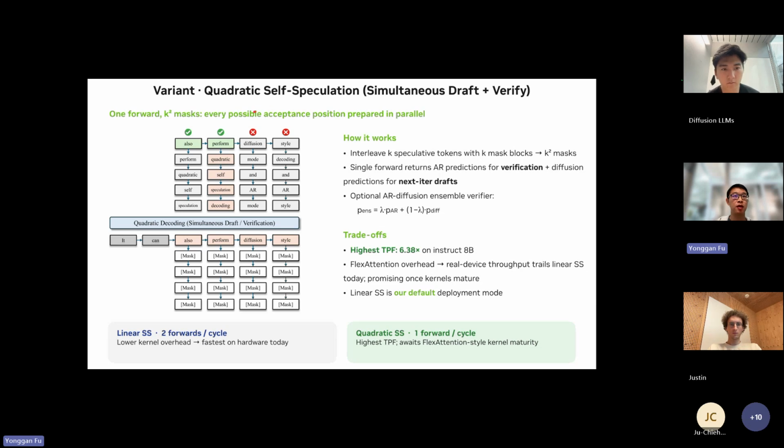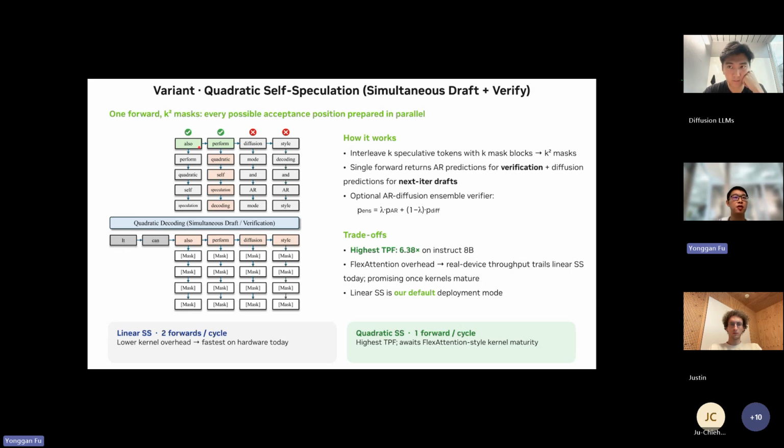This is called quadratic self-speculation. More specifically, when you already have a draft like this, during the verification process we will do the drafting process simultaneously. We consider the worst case: for each possible accepted position, we append a block of tokens there and do drafting for all of them, so this is a speculation of all the potential futures for any accepted position.